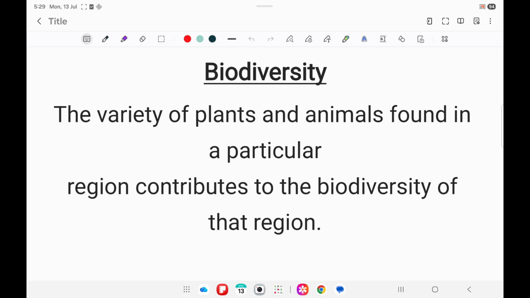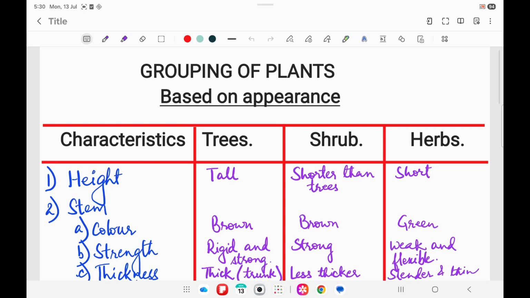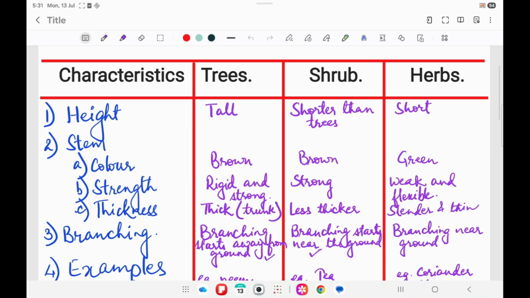We started with the term biodiversity. The variety of plants and animals found in a particular region contributes to the biodiversity of that region. Then we group the plants based on their appearance. We took different characteristics. The first characteristic was the height. The trees are tall, shrubs are shorter than the trees, and herbs are the shortest.